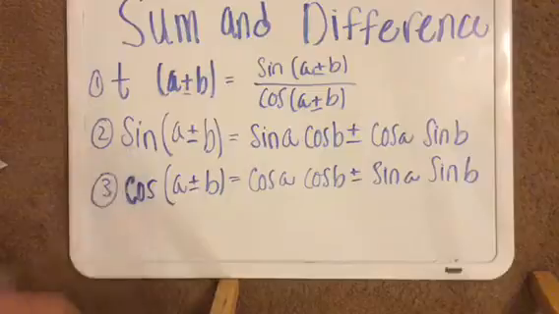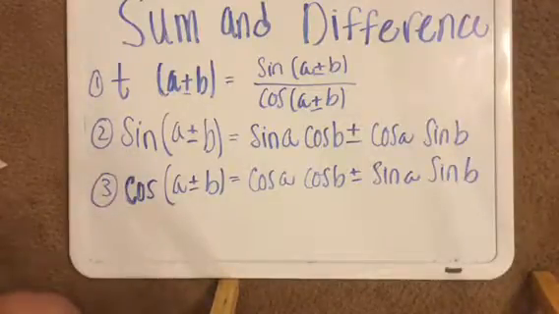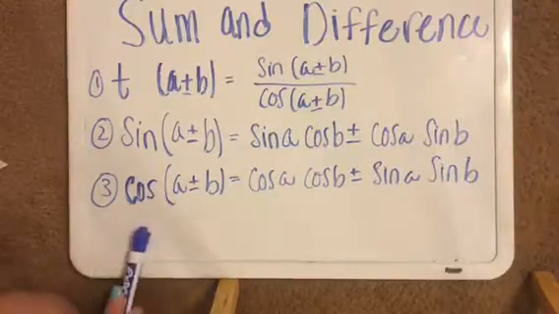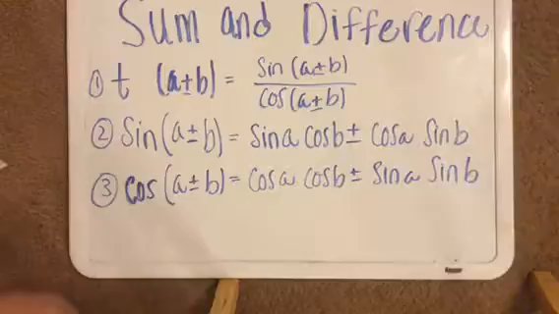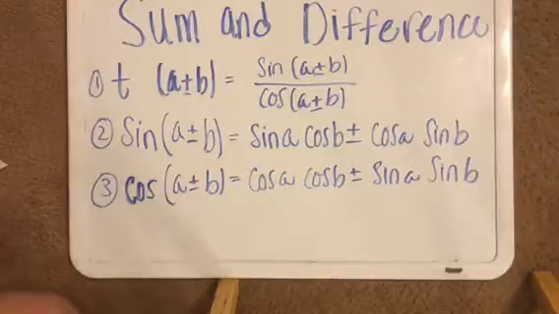The sine equation is sine of a plus or minus b equals sine of a times cosine of b plus or minus cosine of a times sine of b. The third equation is cosine, and it is cosine of a plus or minus b equals cosine of a times cosine of b plus or minus sine of a times sine of b.